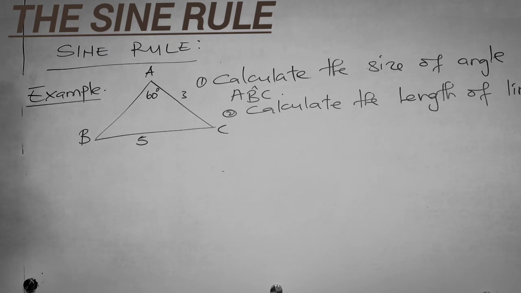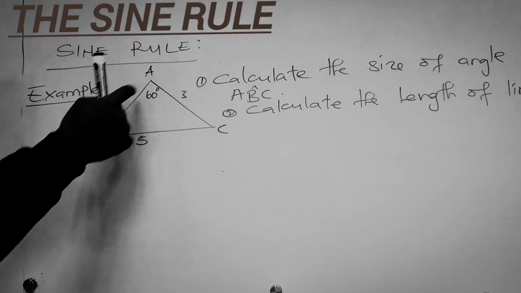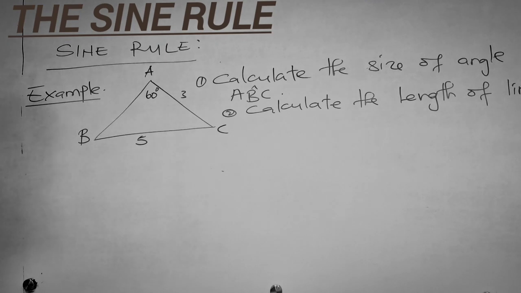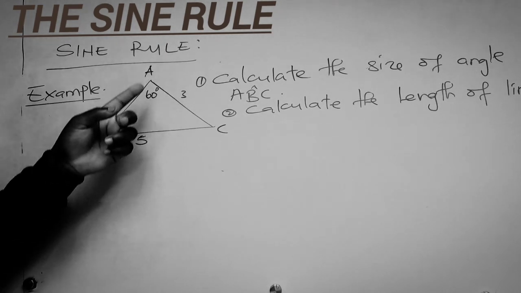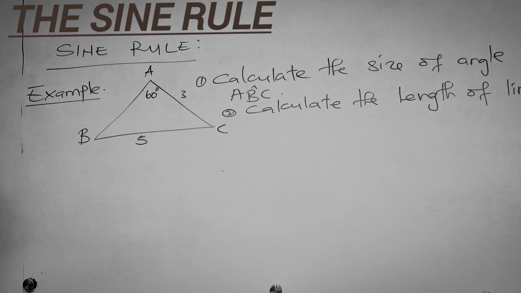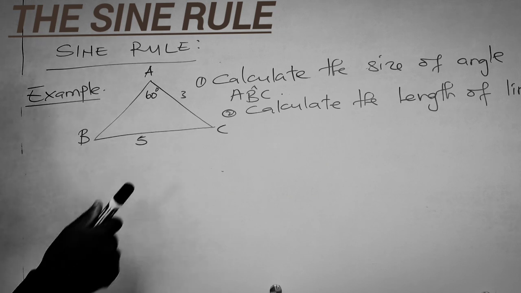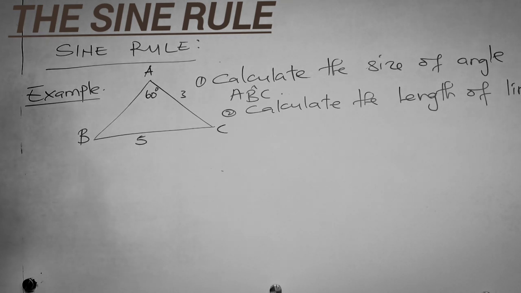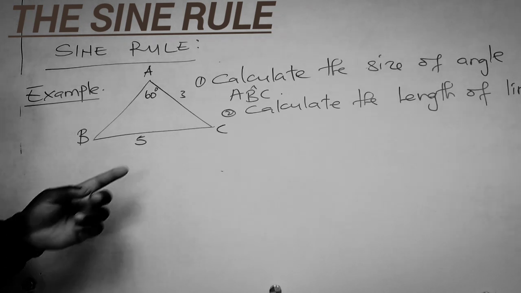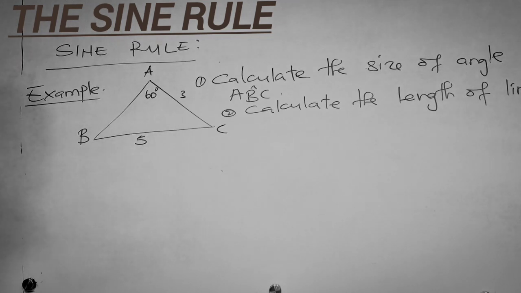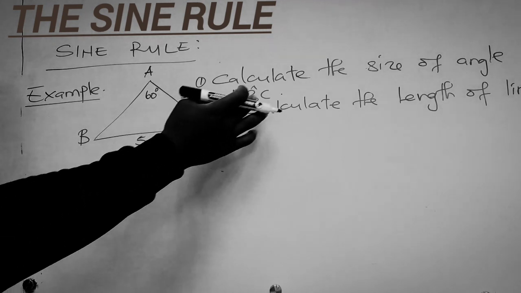Now let's have an example. We are given our triangle, and the question says calculate the size of angle ABC, which means it's this angle. We also need to calculate the length of AB, from here to there. So what we do here, we apply sine rule. First thing, we want to calculate the angle. First, we need to check whether the conditions support us to use sine rule. Here we're given two known sides and one angle, so this one supports the sine rule.